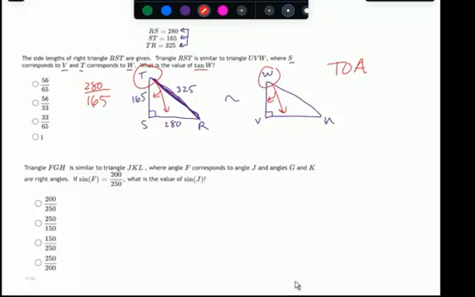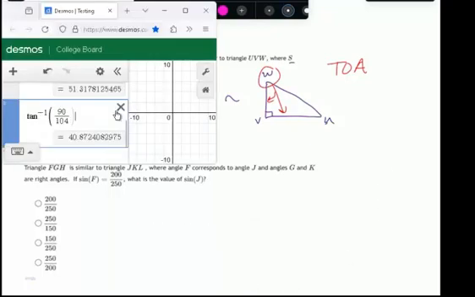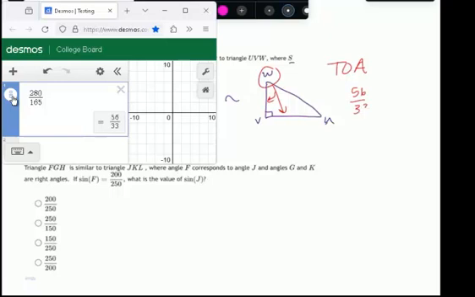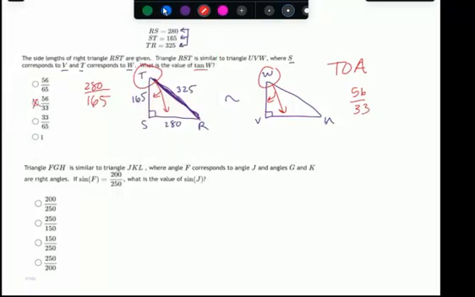And so if we just calculate what that is, 280 over 165, we want the fraction form, the rational form. We get 56 over 33. And that would be our solution for that problem.